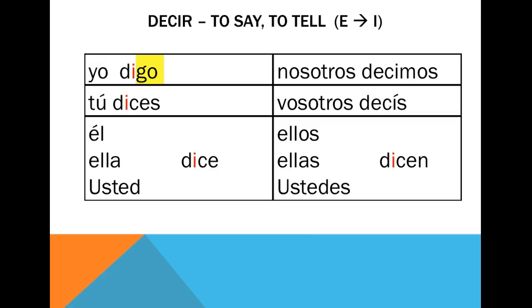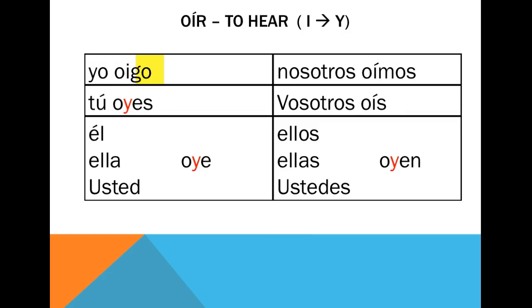Now, the thing about decir that makes it irregular, much like tener or venir, is not that it's a stem changing verb. The thing that makes it irregular is the yo form pattern with the go ending.